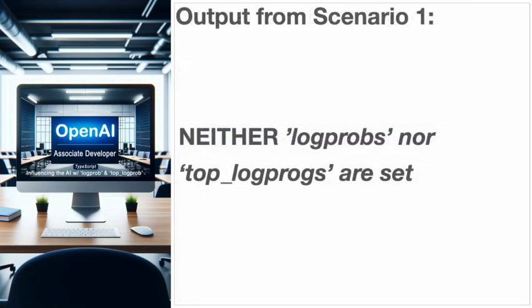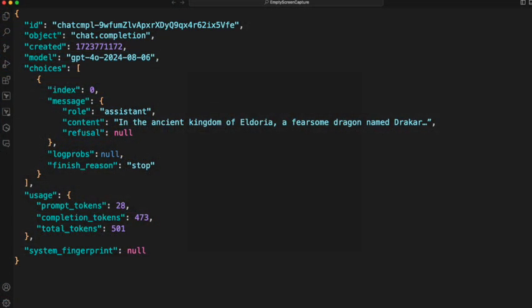First, let's look at scenario 1. Neither logprobs nor top logprobs are set. When neither of these two properties are set, each of the logprobs fields in the choices array will always be null. There's nothing interesting here. Logprobs not set means no log probability information is included in the response object.